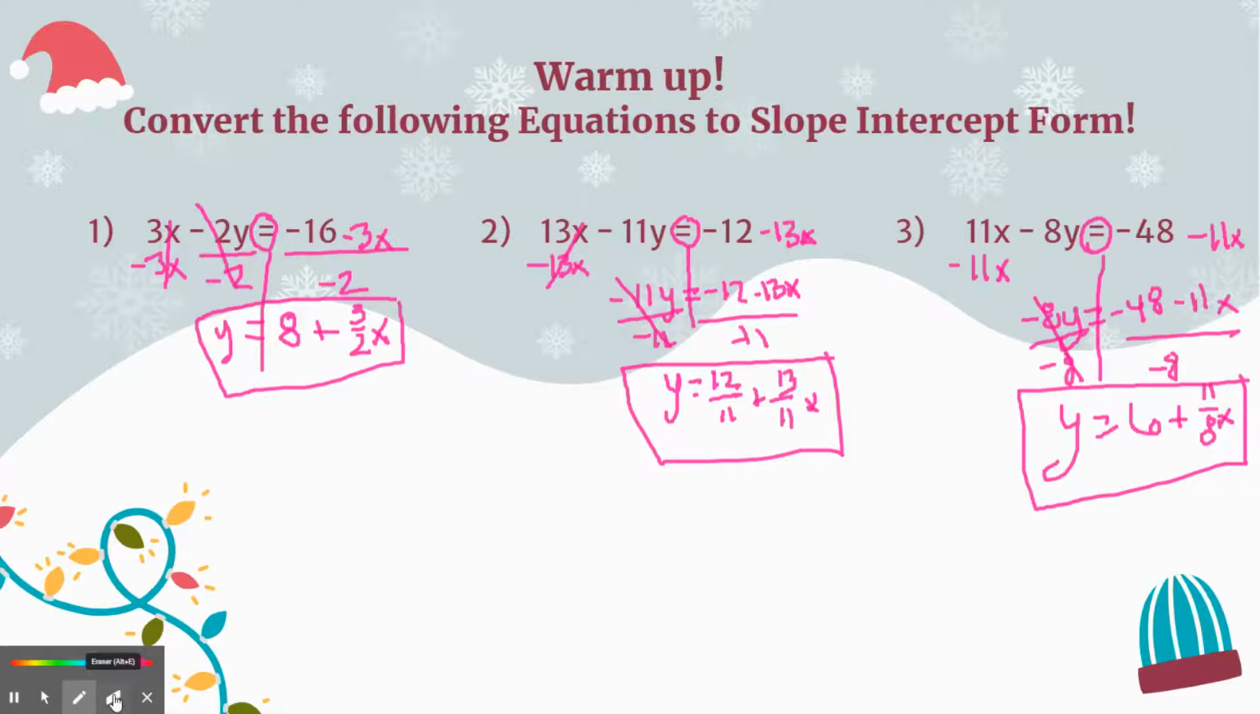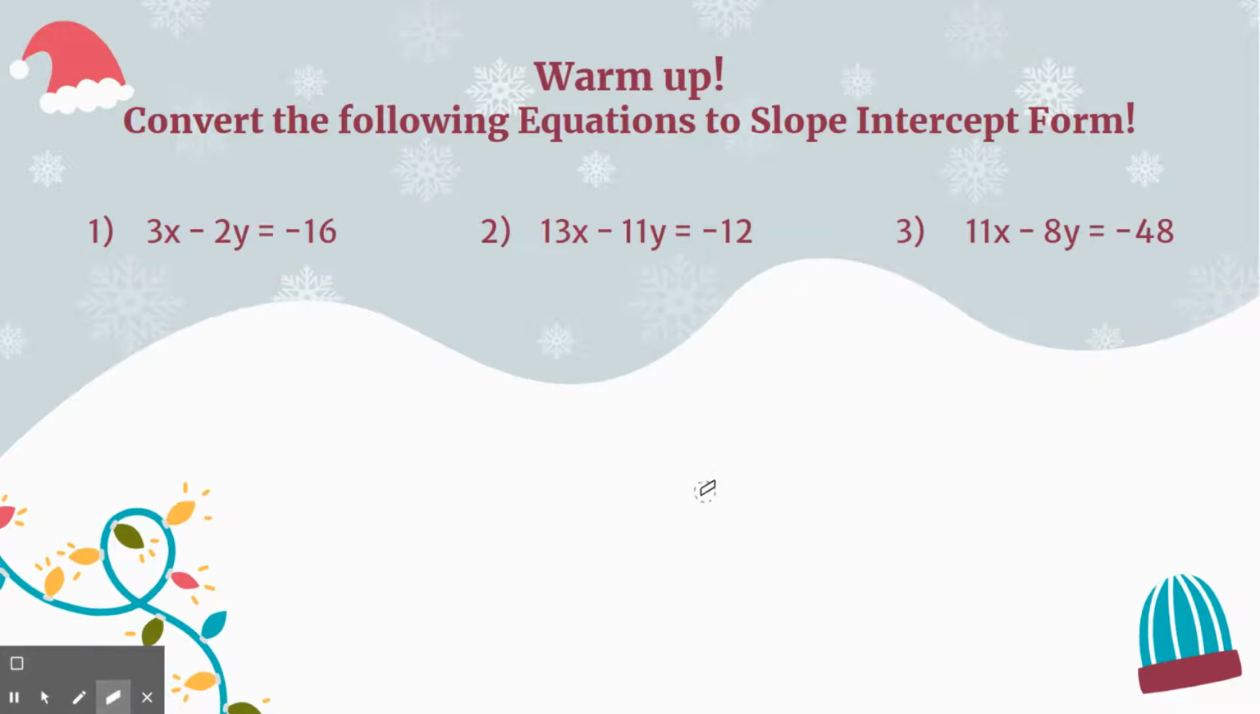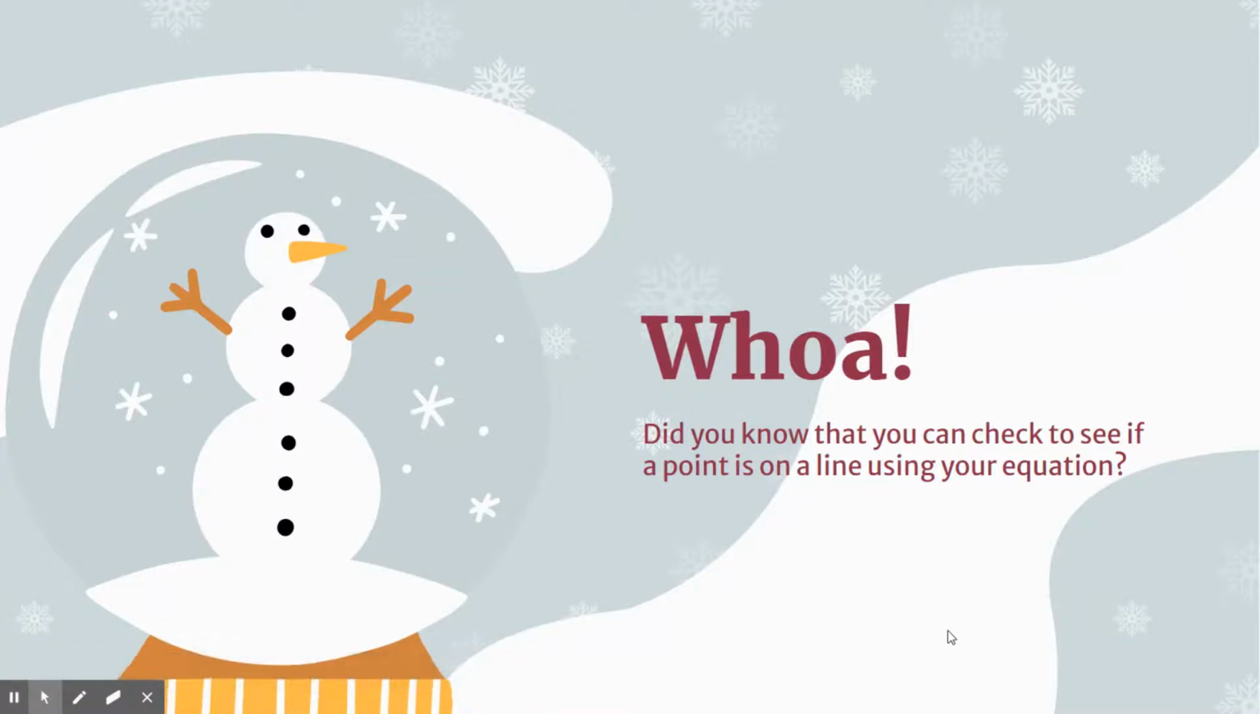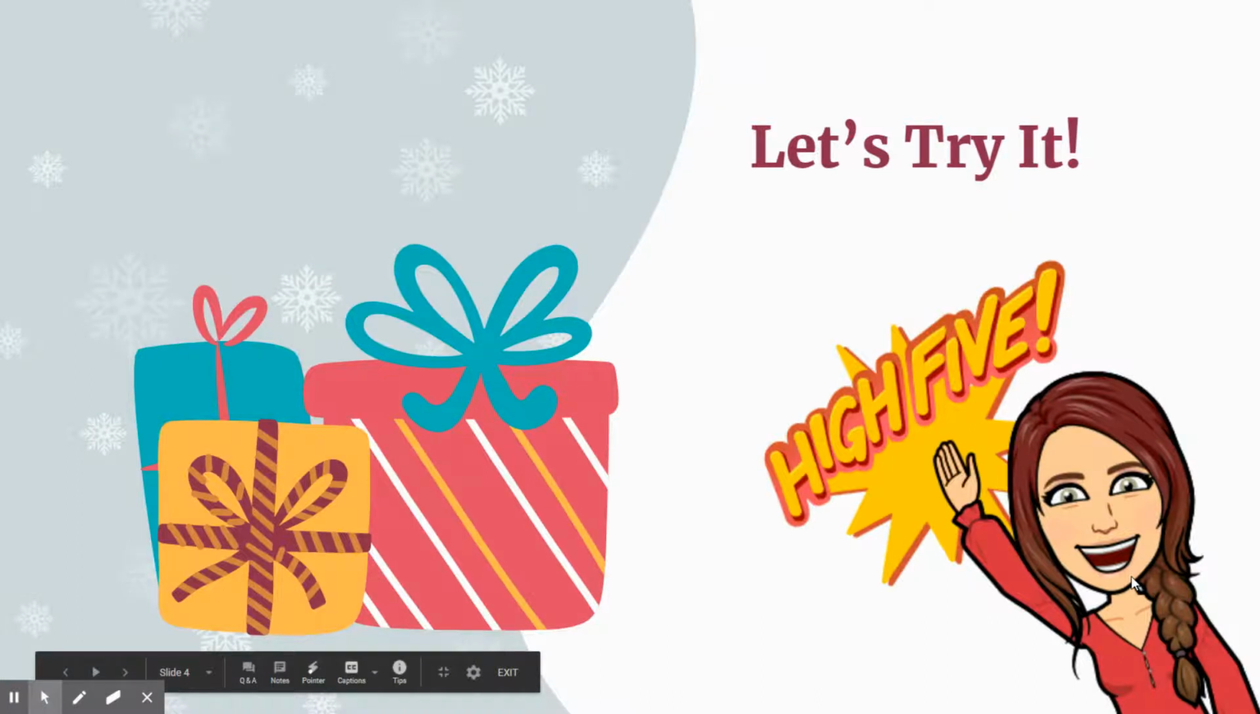All right, if you're currently with me, I'm clearing my screen to move to the next slide. So today we're going to talk about finding points on a line to see if they're in your equation. So we're going to check to see if a point is on a line in your equation. So here are your steps for how you try it. Okay, so let's try it.